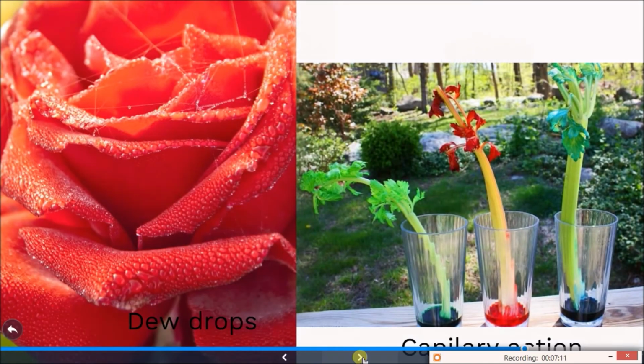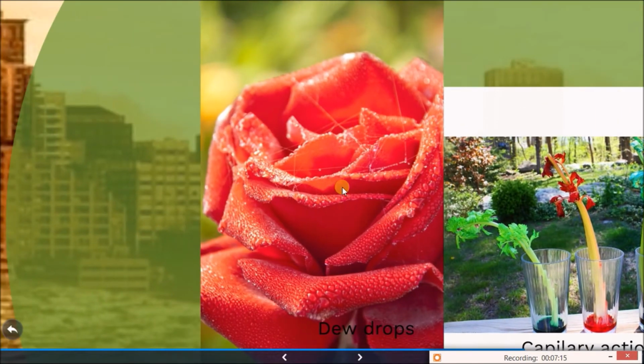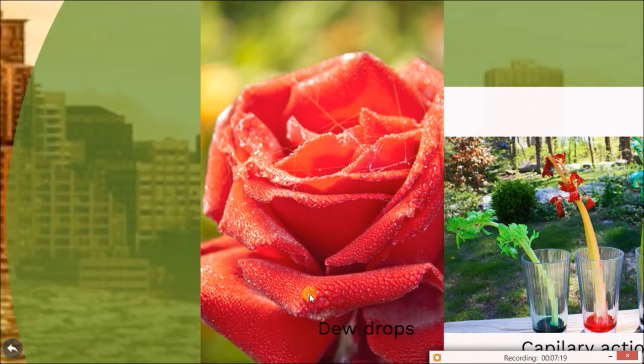Some more examples of this kind of drops is in dewdrops. You can definitely see how water cohesively beads up on itself. It's making these little drops all over the flower instead of spreading out. And it's also attracted to the flower a little bit with adhesion, so it's stuck to the petals instead of just rolling off with the force of gravity and falling off the edge of this flower petal. So it's not only attracted to itself, but it's also attracted to the flower petal itself.